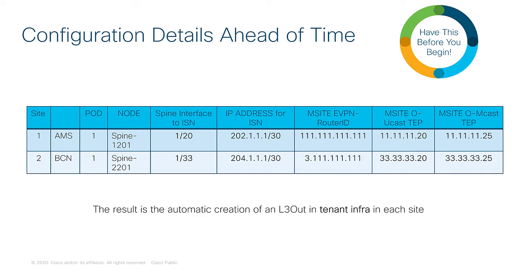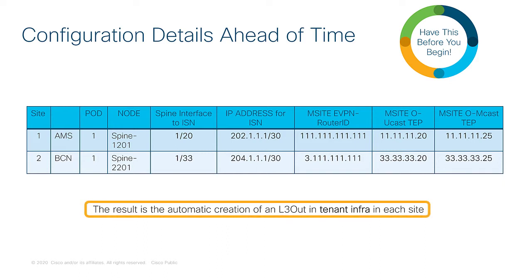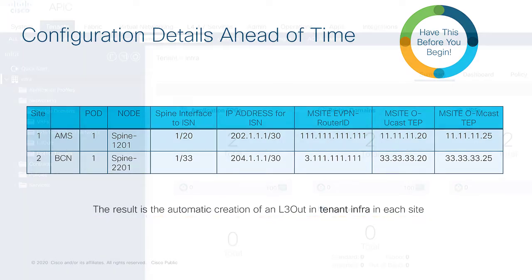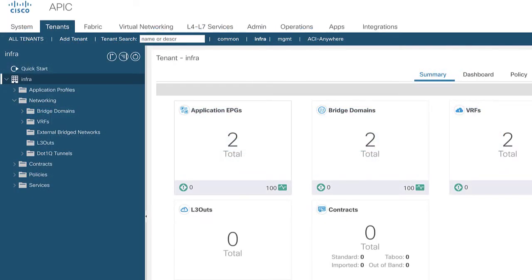When we go through the infrastructure configuration in MSO and it's all done, what will happen, and I'll show this to you in APIC, is MSO will automatically create and configure a layer 3 out under tenant infra. Okay, let's get to the configuration part.